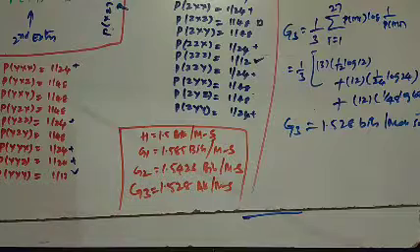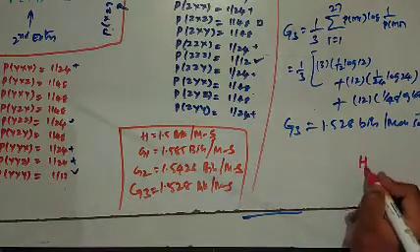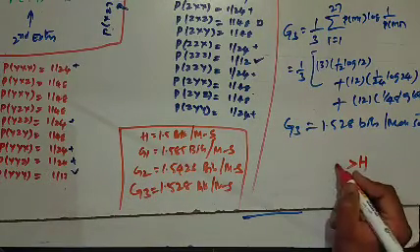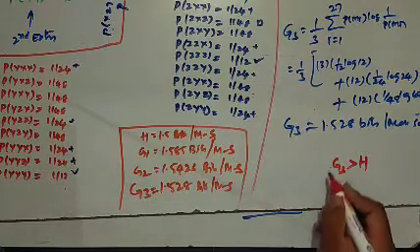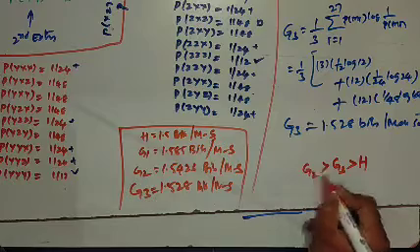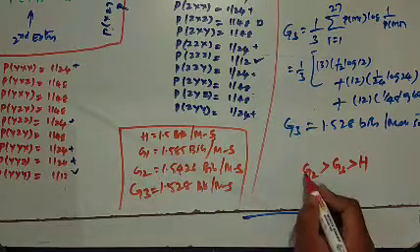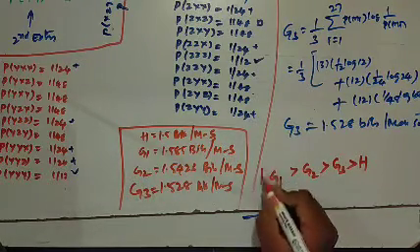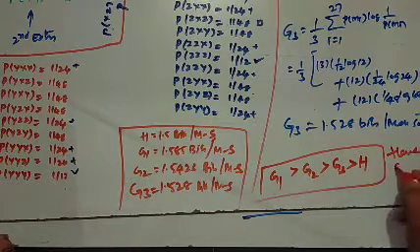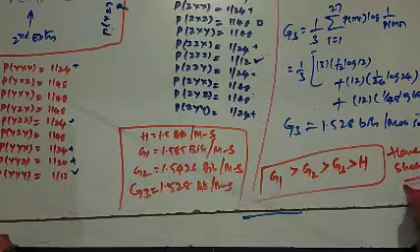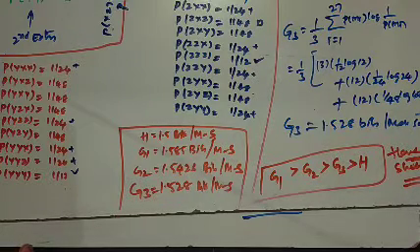So with this answer, H is less than G3, and G3 is less than G2, and G2 is less than G1. Hence the third condition is shown. The question asked was to show that G1 is greater than G2, greater than G3, greater than H. See these values and you'll get it.